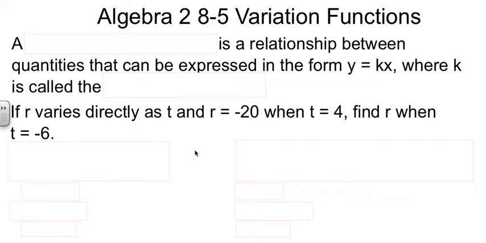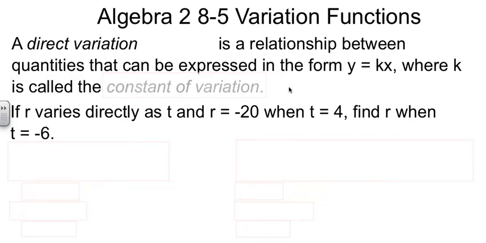This is Algebra 2, Chapter 8, Section 5, in which we will study variation functions. When we talk about a variation function, there's several kinds, and we're going to look at each one. The first one is a direct variation. All we're talking about here is a relationship between quantities, between variables, that can be written in the form y equals k times x. K is called the constant of variation.